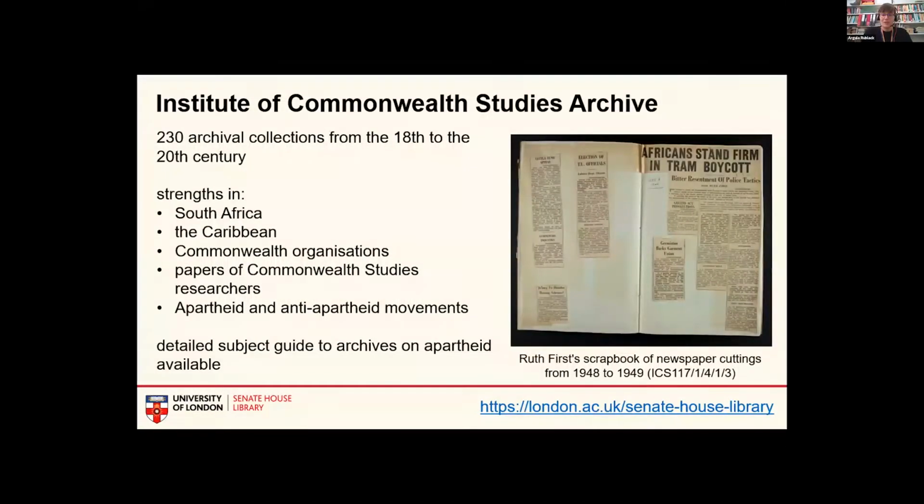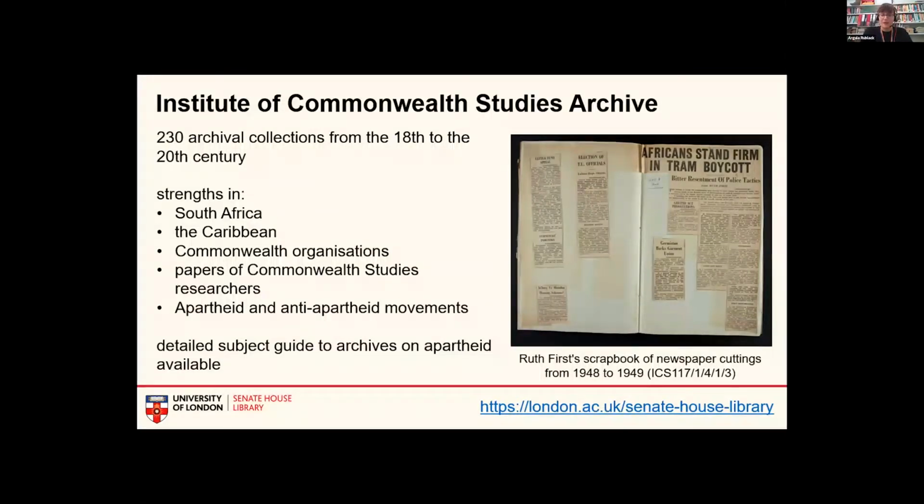In addition to its library collections, the Institute has around 230 archival collections too. The archives contain materials spanning from the 18th to the 20th century. In them, many Commonwealth countries and former British colonies are represented, but some of the particular strengths of the archives are the holdings on South Africa and the Caribbean.